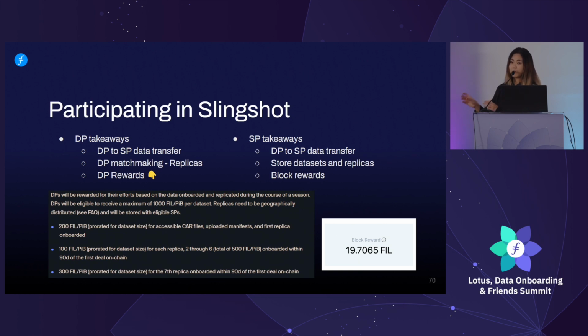And as the storage provider, you get the prepared data sets from the data preparer, and you store these data sets, and then you earn block rewards.